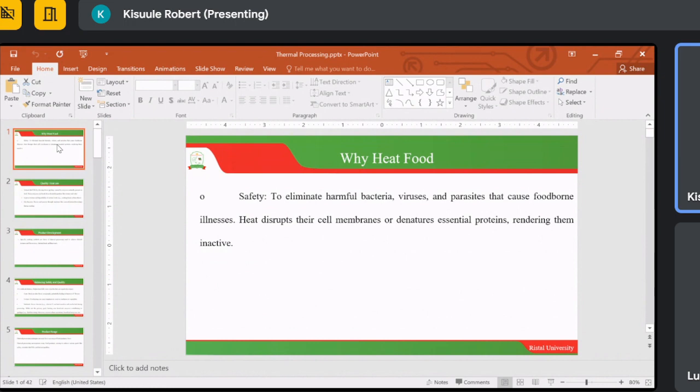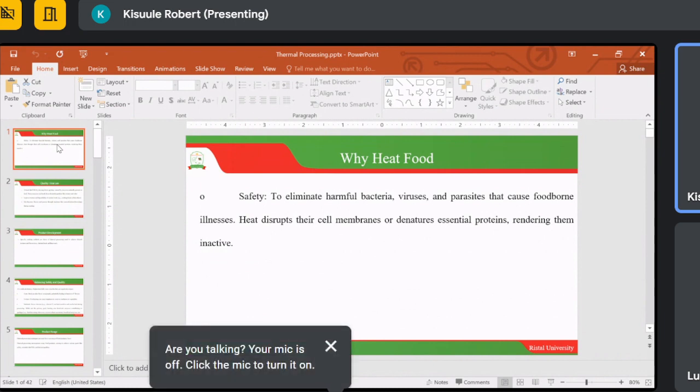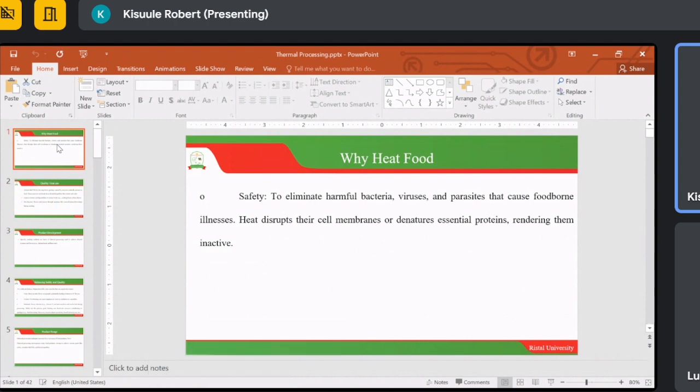So today we are going to interest ourselves with the last bit of the module, which is going to be thermal processing. In thermal processing, really, we are looking at heat application, where we are adding heat to the food, okay? And why do we heat food? That is the whole reason.